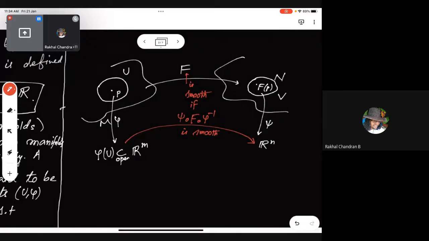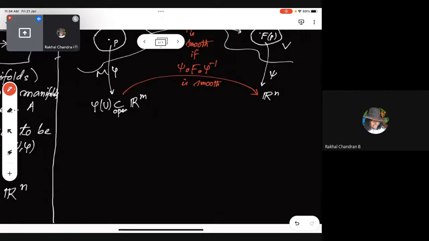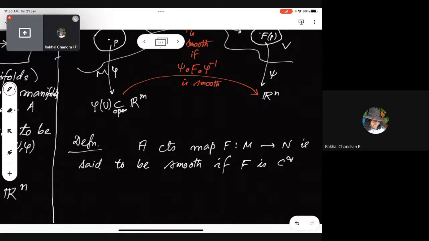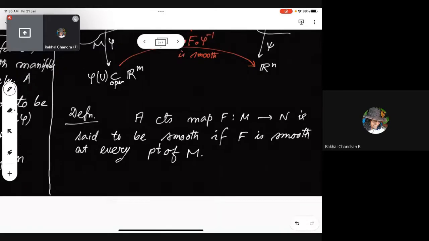Yeah, so this is around each point P. So now you say, continuing the definition, a continuous map F from M to N is said to be smooth if F is C infinity, well, yeah, smooth at every point of M. All right. Any other question?